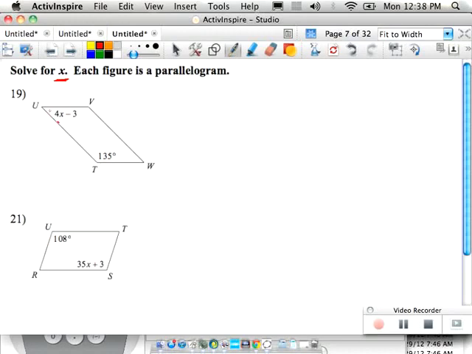So let's take a look at these first two. I see that it's two same side interior angles again. It's same side interior angles, which means it's going to be supplementary. And supplementary relationships add up to 180. So we have two pieces that add up to 180. We got 4x minus 3 plus 135. Add those together, we should get 180.